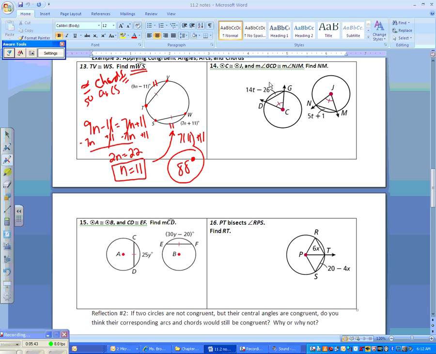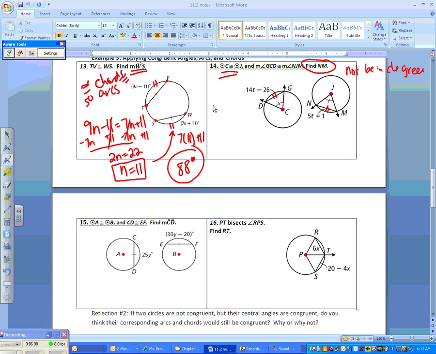Here's an example of having two congruent circles. They tell us that right here. We have two congruent circles, and they tell us that these central angles are congruent to each other. So what that means is that the segment lengths, these chords, are going to be congruent to each other as well. Now, chords are lengths. These are segment lengths. So our answer will not be in degrees.